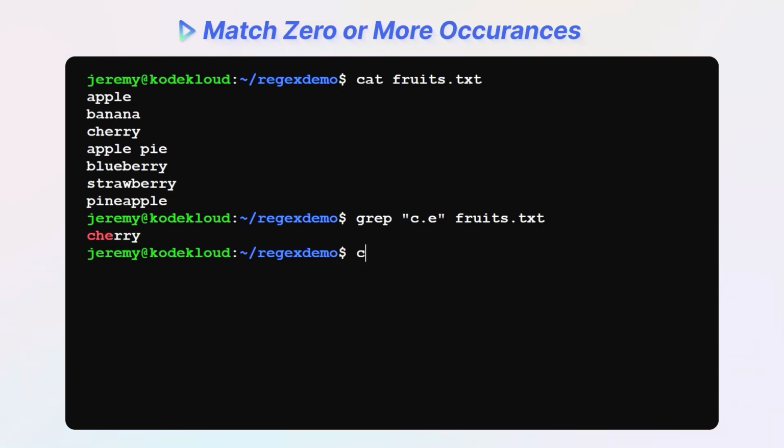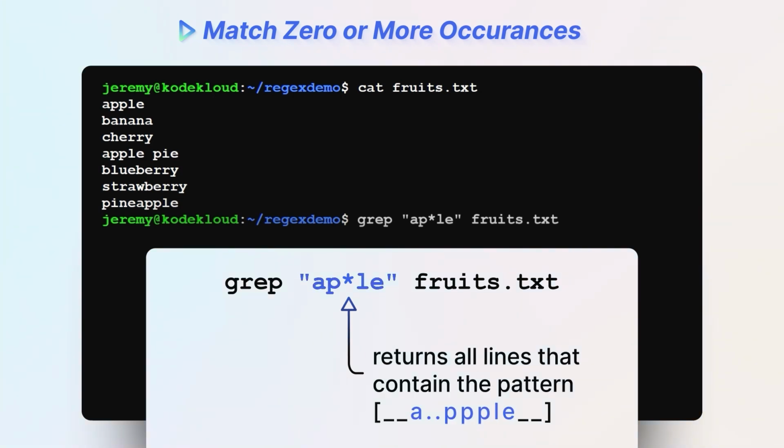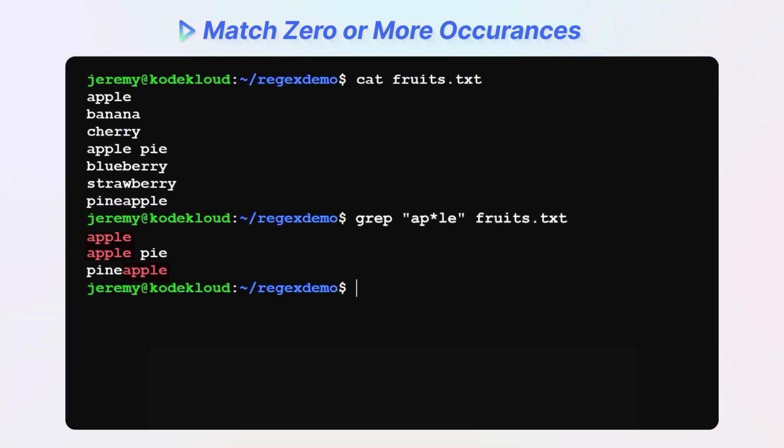Now here's how you match 0 or more occurrences. We'll type in grep ap*le fruits.txt. The asterisk quantifier matches 0 or more occurrences of the preceding character. This command will return lines that contain the pattern A, followed by 0 or more P characters, and then LE. These are just a few examples of how you can use RegEx with grep for pattern matching in Linux.